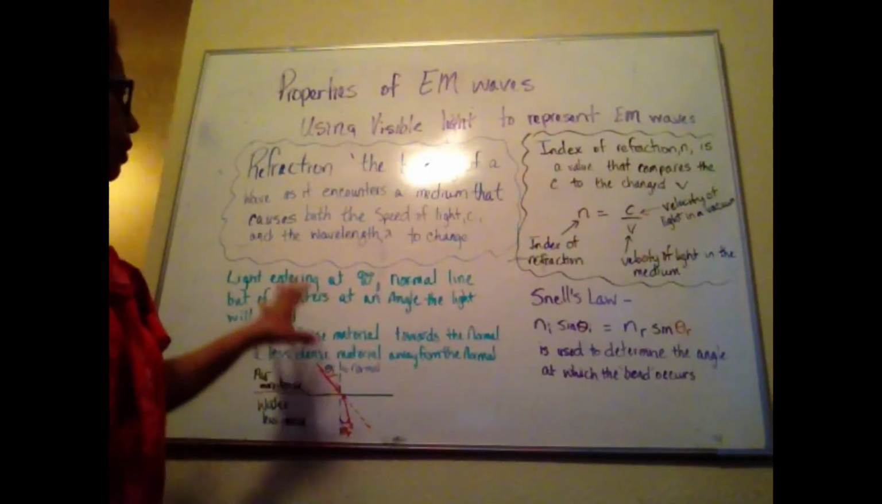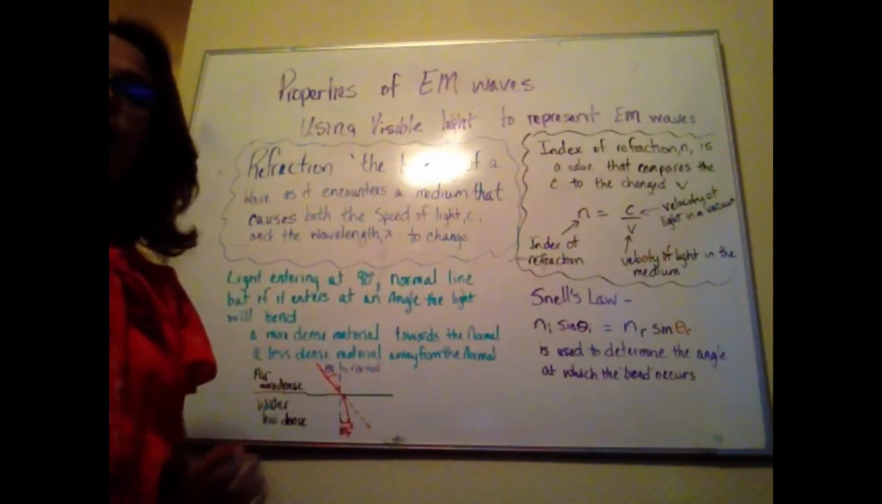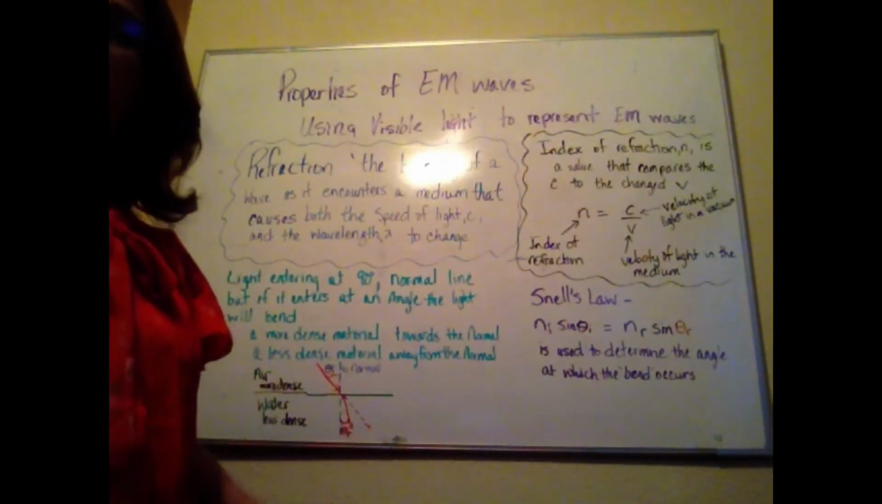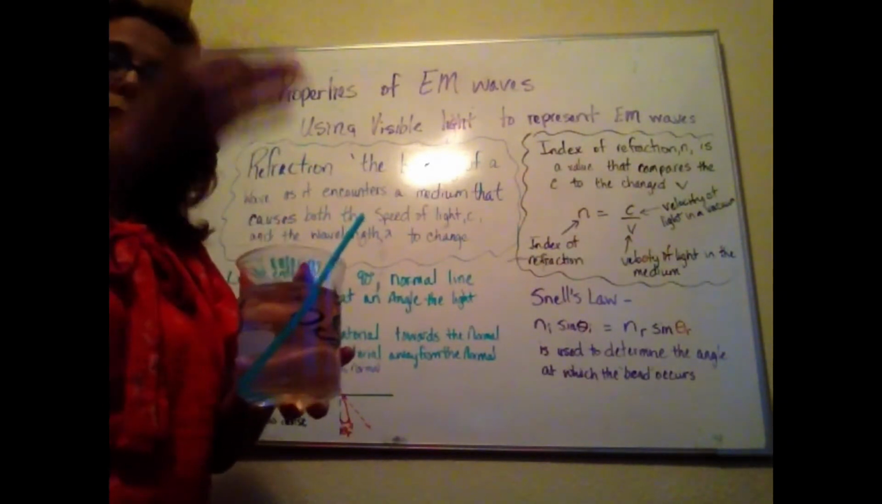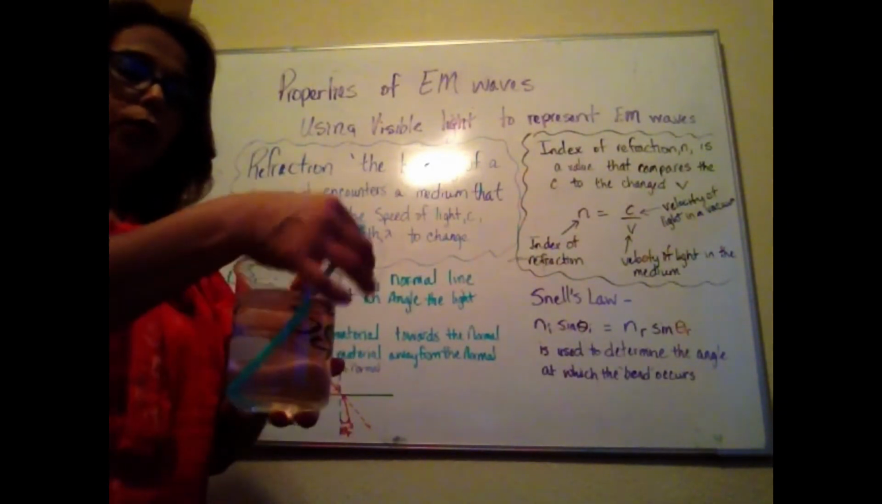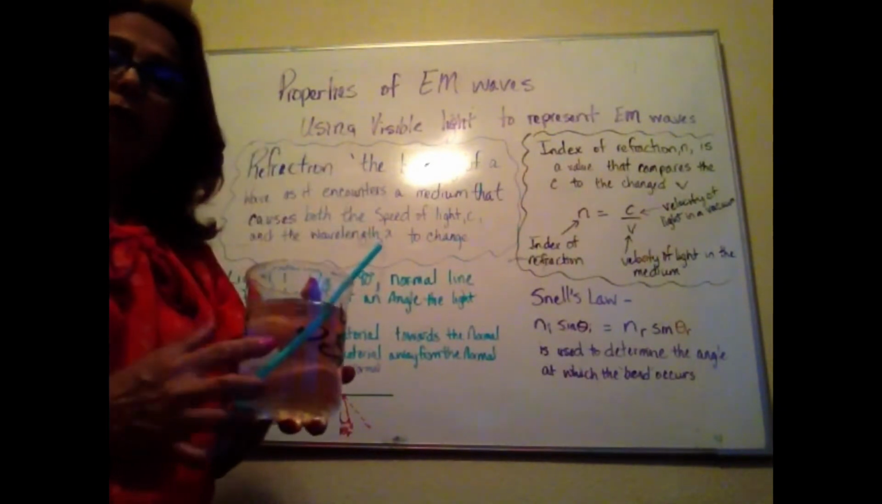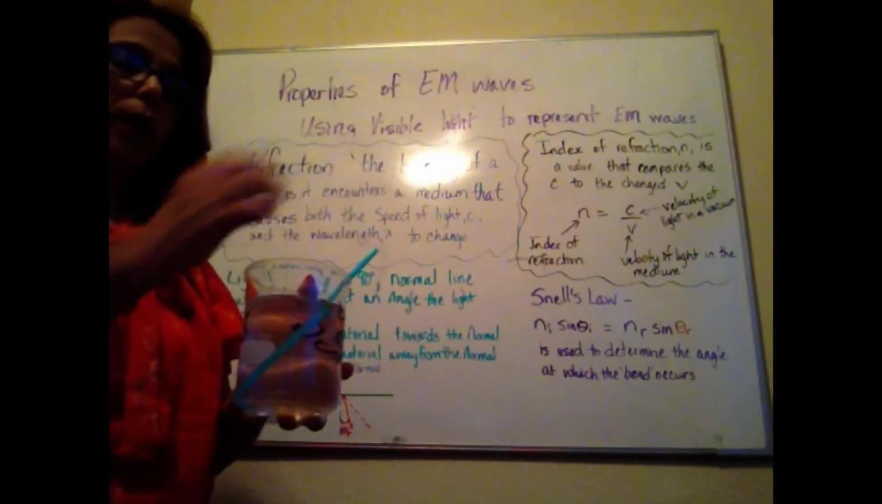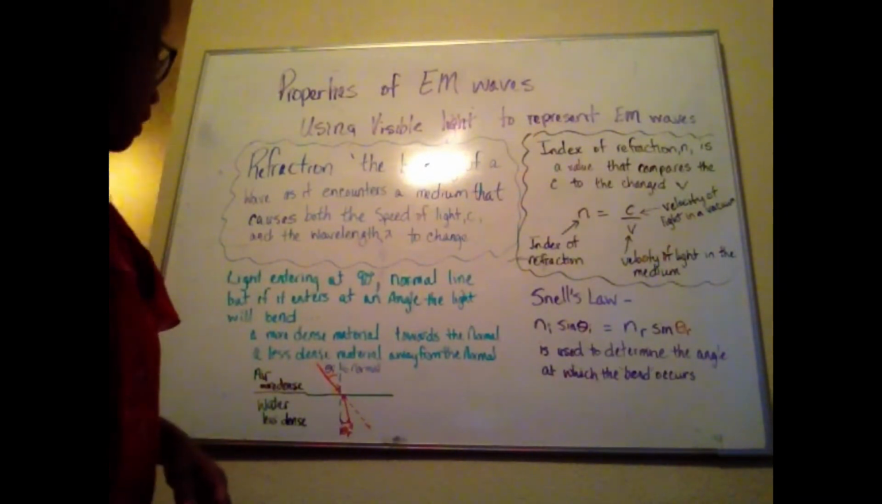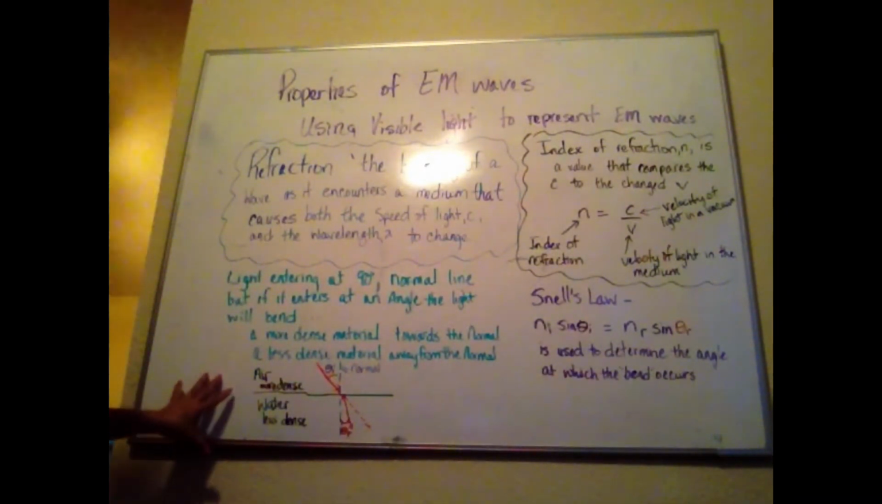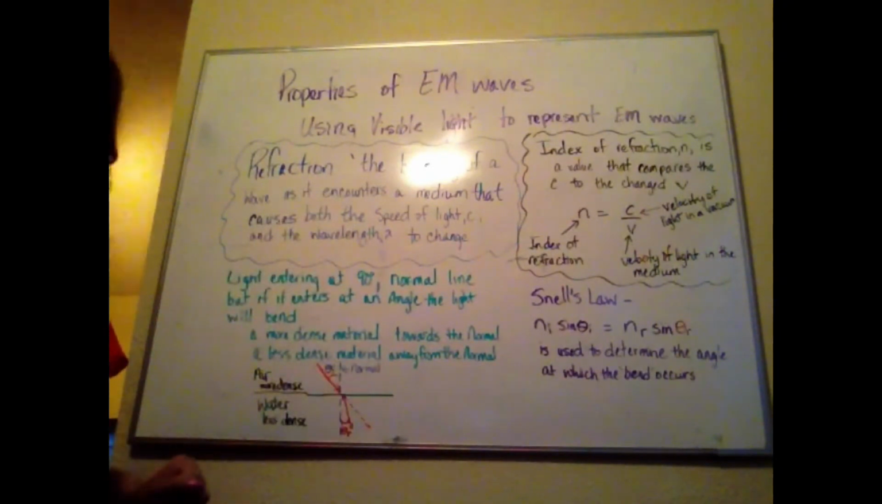Now, how much this bend occurs depends on the density of the medium. In the case of my beaker full of water and air, air is less dense than water. So the straw looks bent because as the speed of light goes from the air into the water, it slows down. We know this as Snell's law and the index of refraction.